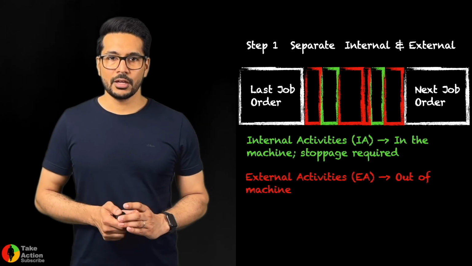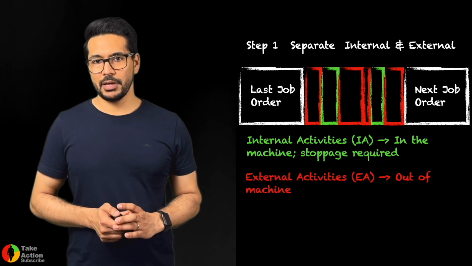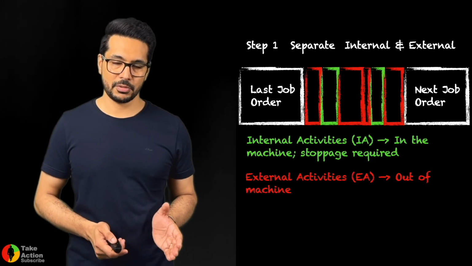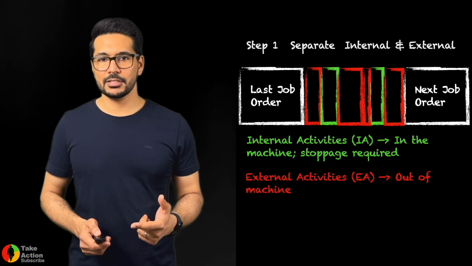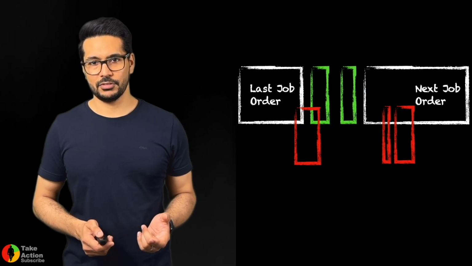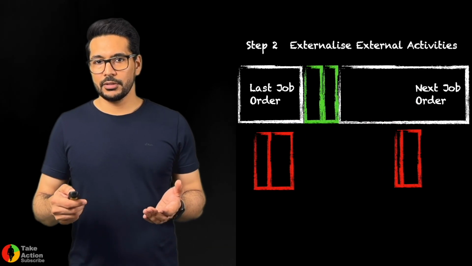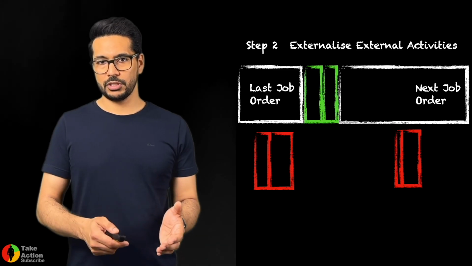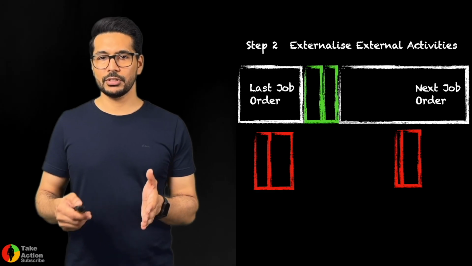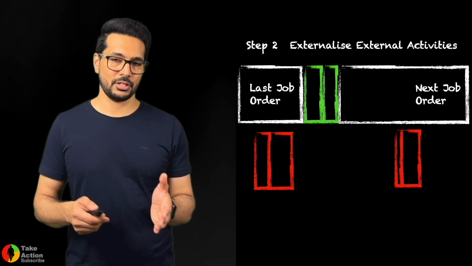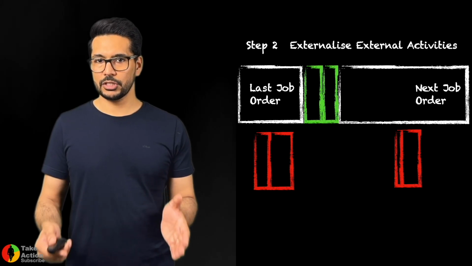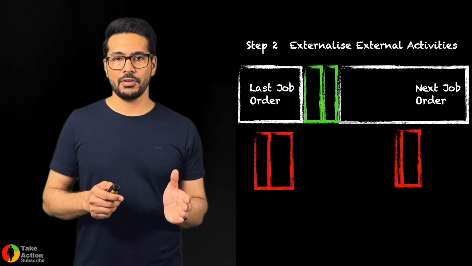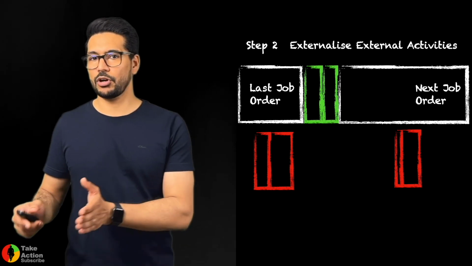Once we have categorized all the setup activities into these 2 categories, step number 2 is to externalize all the external activities. For example, we are doing the entry in the ERP system. For that we don't need the machine. So why should we do the entries in the ERP system on the computer when the machine is stopped? So we externalize it. We do these entries when the machine is running with the next job order, for example.